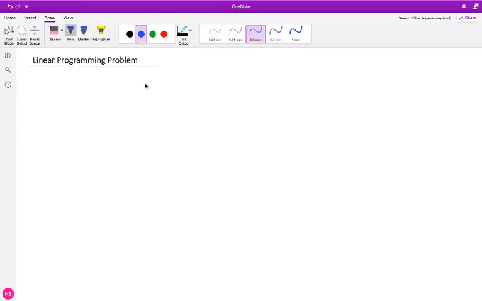Okay, so before discussing linear programming problem, let me tell you about optimization problem, because linear programming problem is a type of optimization problem.